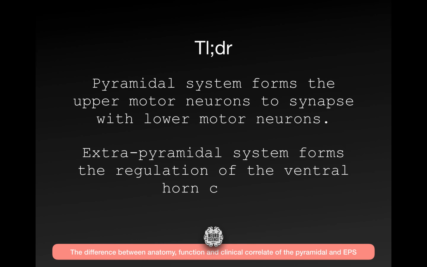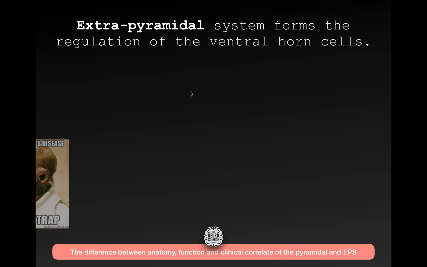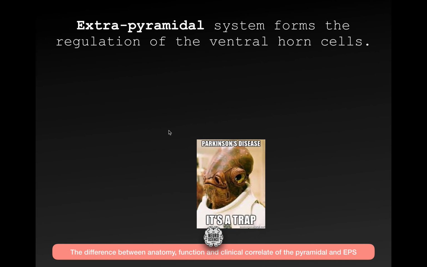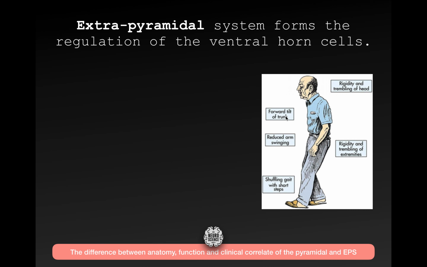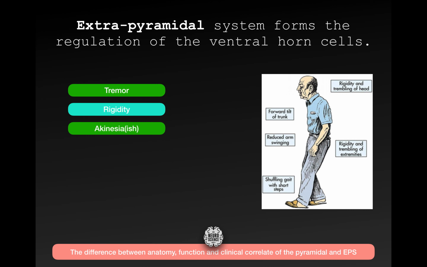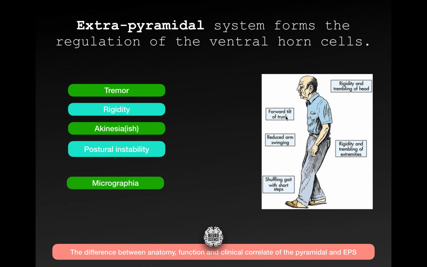So yeah, the TLDR. But if we look at the extrapyramidal system, think about Parkinson's disease. It's a trap, right? So trap me is the mnemonic for Parkinson's. So tremor, rigidity, akinesia-ish, because it's actually bradykinesia, and postural instability. Micrographia and expressionless, so the mask faces. Okay, so these are the classic signs trap me for Parkinson's disorder.